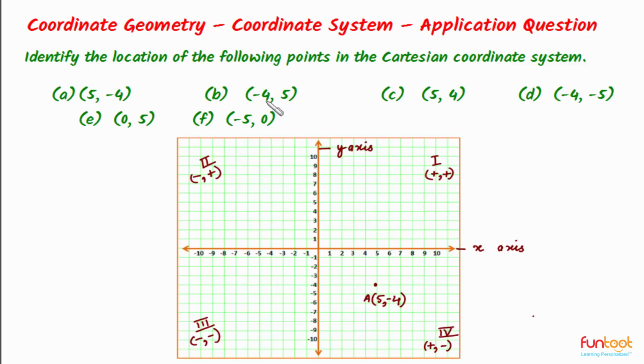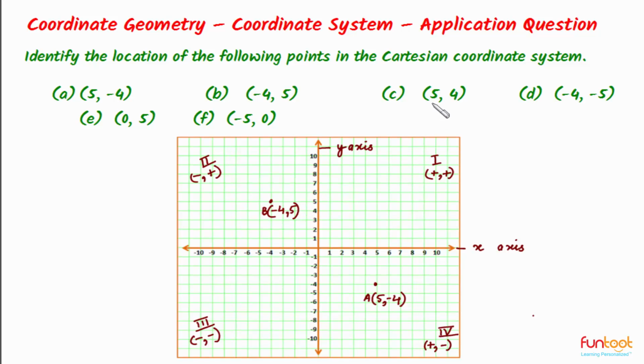Then next is (-4, 5). x is negative and y is positive. So this point will lie in the second quadrant. (-4, 5) will be this point. We can call this point B, and the coordinates are (-4, 5).